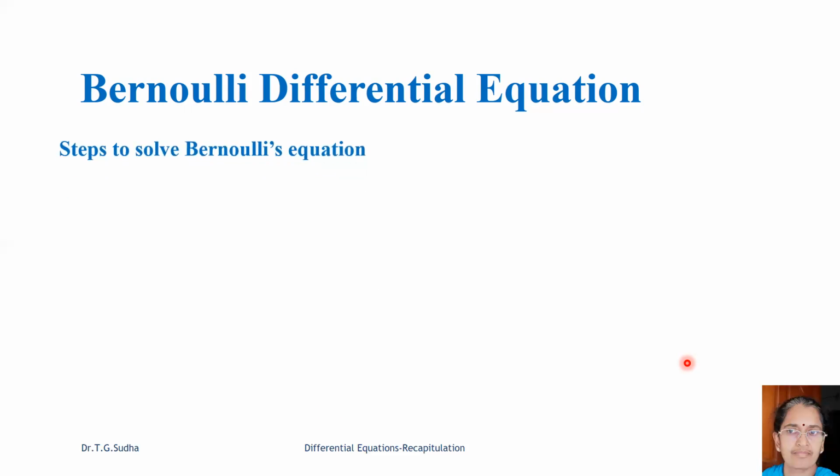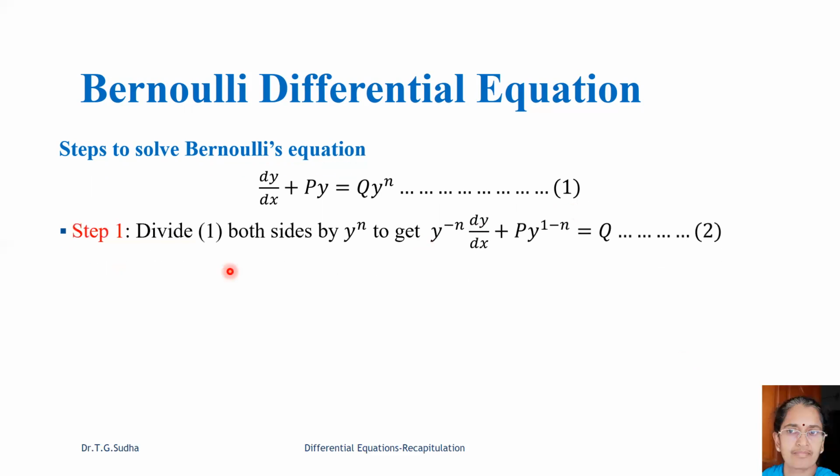Let us see the steps to solve Bernoulli's equation. dy by dx plus py is equal to q into y to the power of n. Let us call this expression 1. The first step is to divide both sides by y to the power of n because we need to bring it to the Leibniz linear equation form. So we need to get rid of this y to the power of n on the right hand side. So let us divide both sides by y to the power of n.